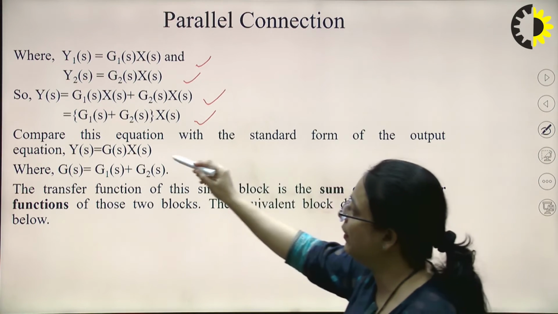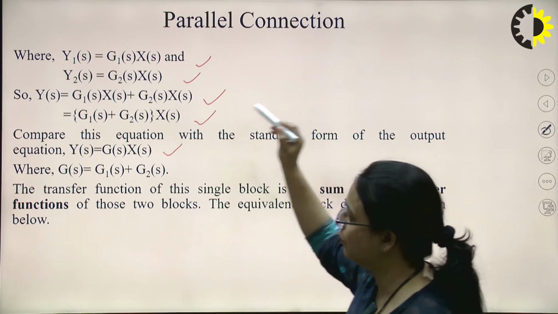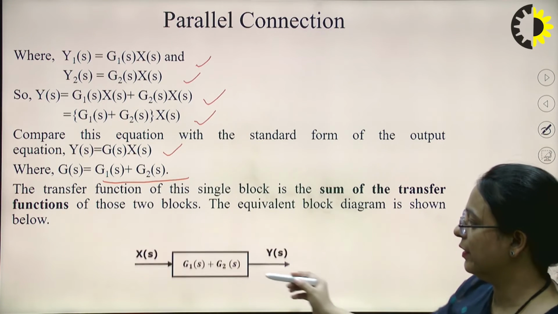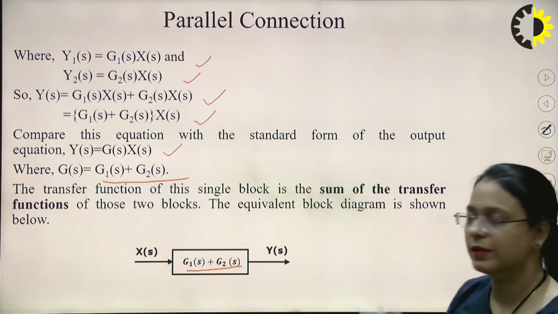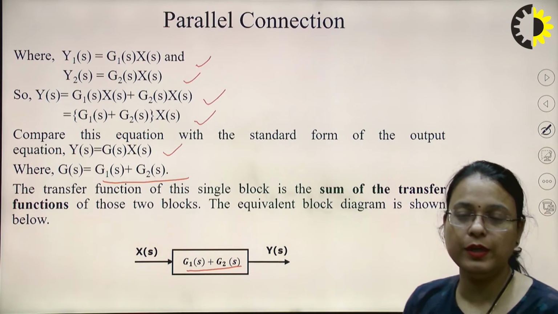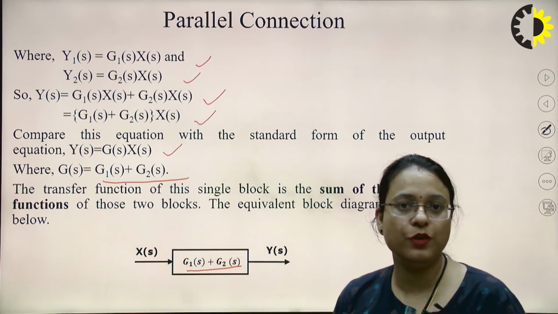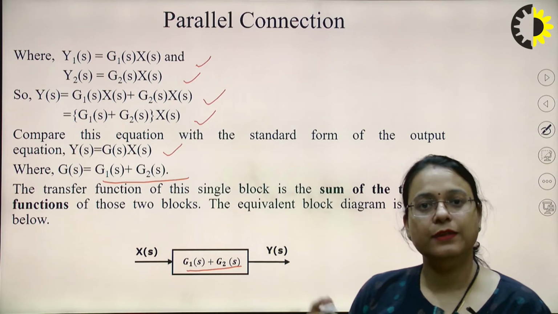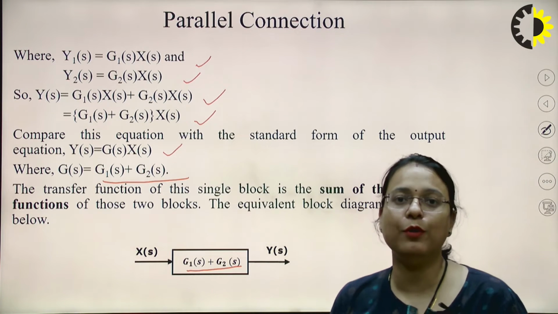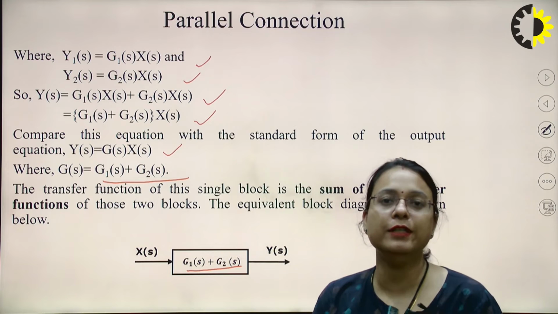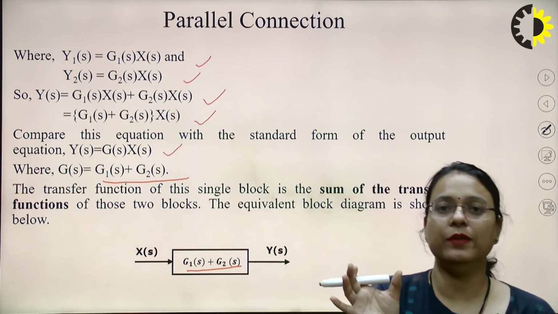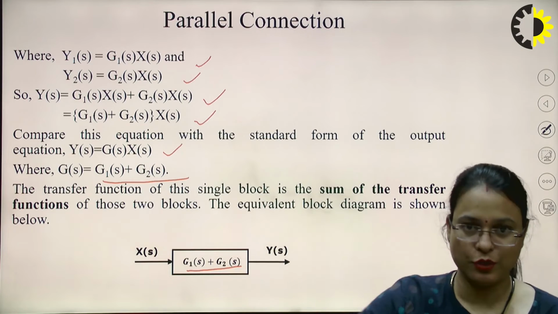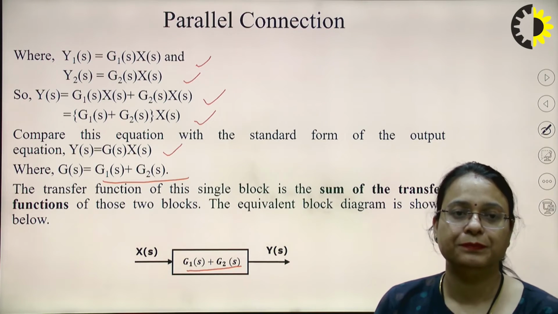And when we compare it, we are getting Y(s) equal to G(s), then G(s) will be G1(s) plus G2(s). And we can represent it with a single block, with the addition of the transfer functions of the two blocks, right? Similarly, we can do it for n number of blocks. If n number of blocks are connected in parallel, we can represent it with a single block containing the sum of the transfer functions of all those n blocks.